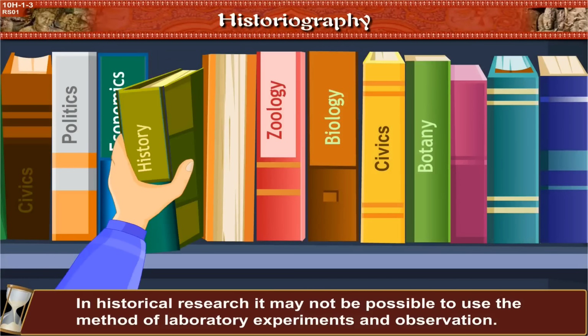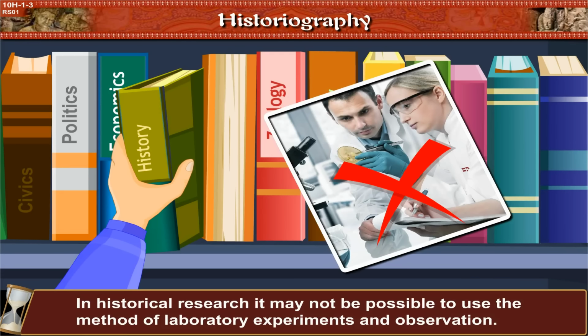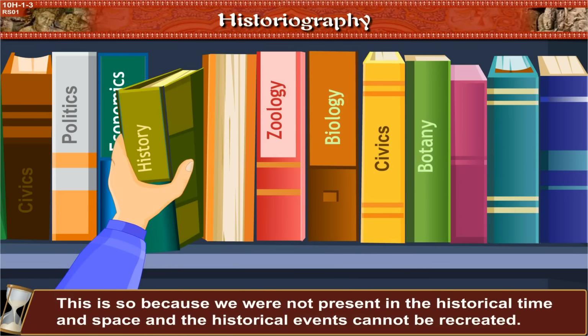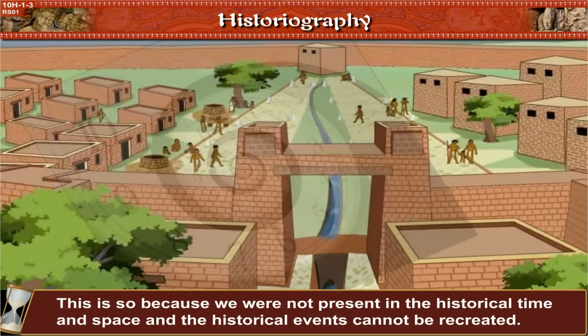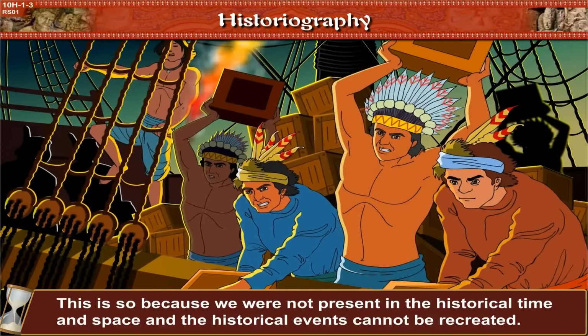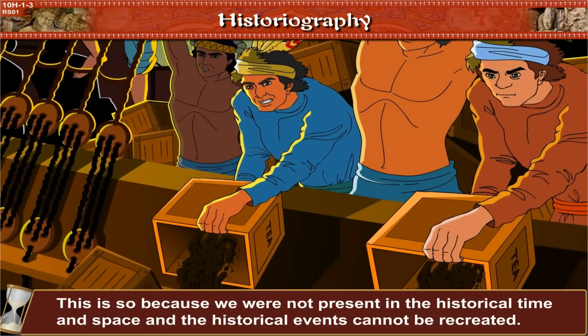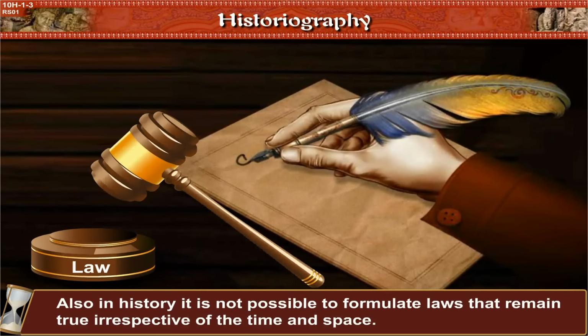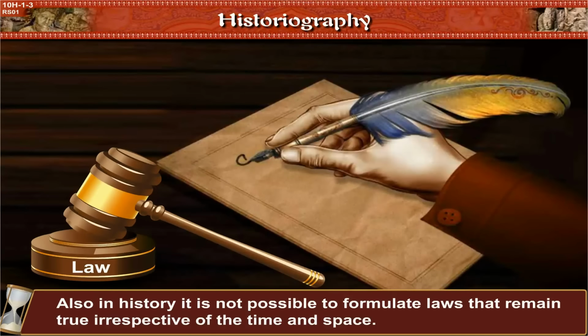In historical research, it may not be possible to use the method of laboratory experiments and observation. Why is that? Well, this is so because we were not present in the historical time and space, and the historical events cannot be recreated. Also, in history, it is not possible to formulate laws that remain true irrespective of the time and space.